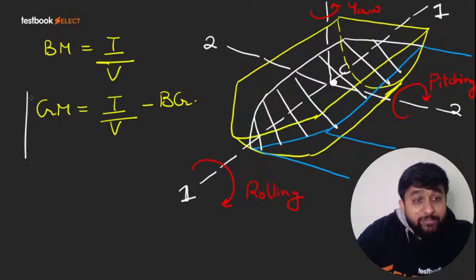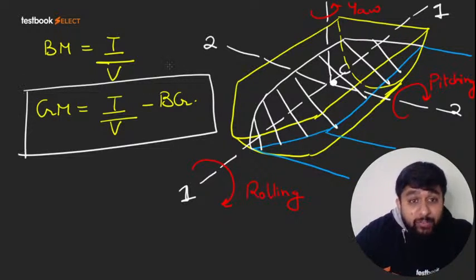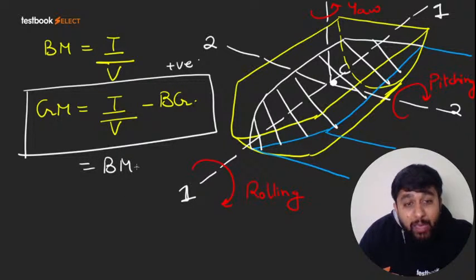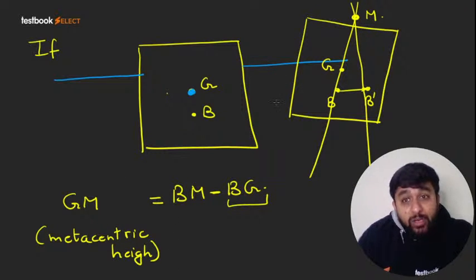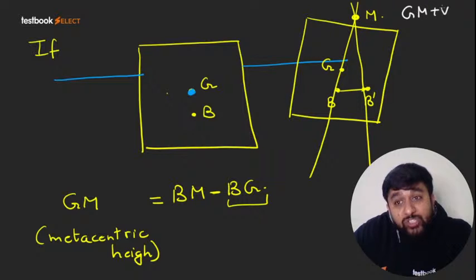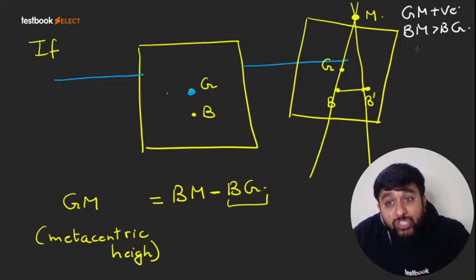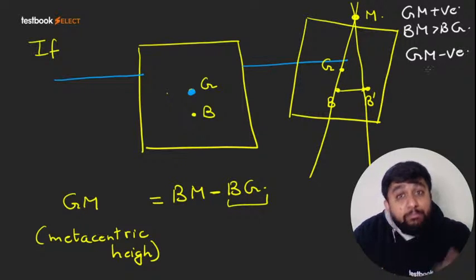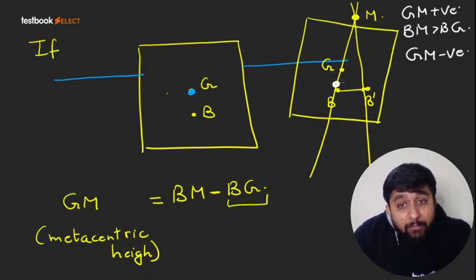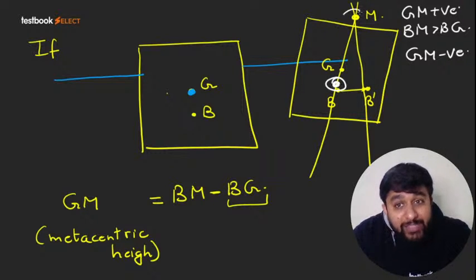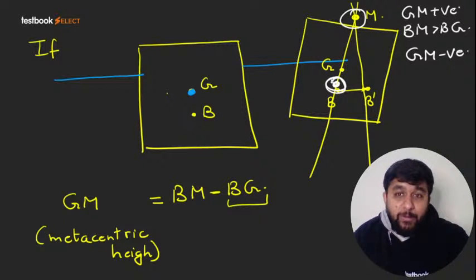Now suppose GM comes out to be positive, but what is GM equal to? GM is equal to BM minus BG, है ना? GM is equal to BM minus BG. So if GM is positive, this means BM is greater than BG. So obviously the metacenter is above G. But if GM is negative, this means BM is less than BG. So the metacenter is below G. So if the metacenter is above G, it is stable. If the metacenter is below G, it is unstable.